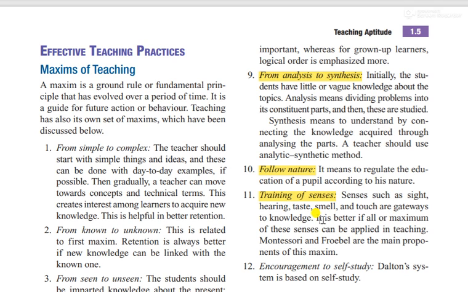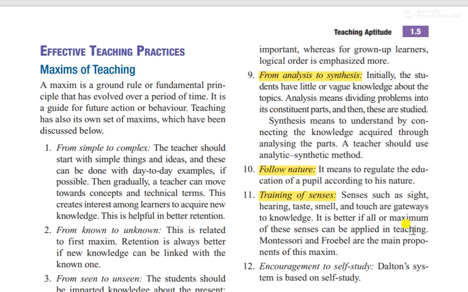By looking at something, that's called sight. We are seeing something. By hearing something, by tasting something, by smelling, by touching. These are the things by which we get knowledge. These are the senses of knowledge. It's better if the maximum of all these senses are applied in teaching, and teaching should not be limited to seeing and hearing only.